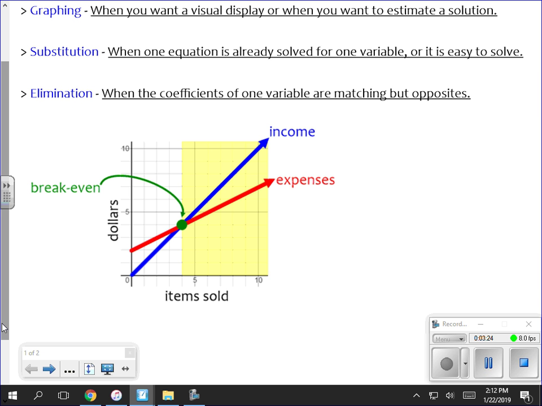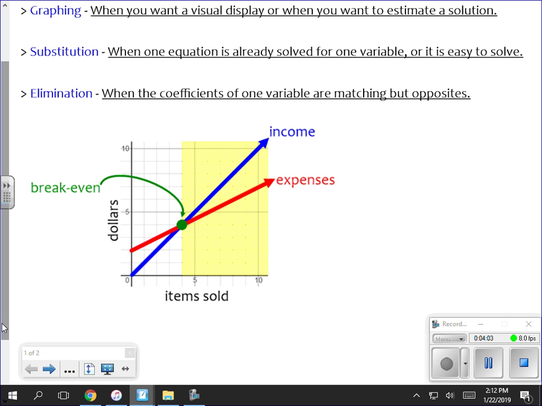I have here a sample of what we're going to be doing for the next couple of problems. You're running a company. You're making something. You're selling something. You have one equation for expenses, one graph for expenses. How much does it cost you to make those items? You have one graph for income. How much money do you make off of those items? Where those two graphs cross each other is your break-even point. If you sell this many items, you will break even.